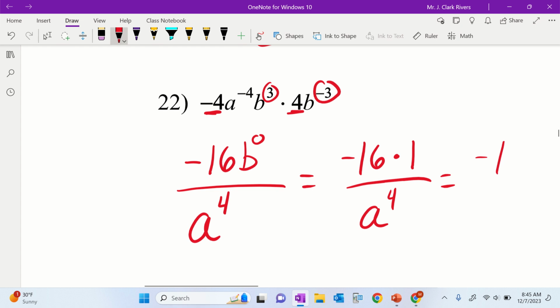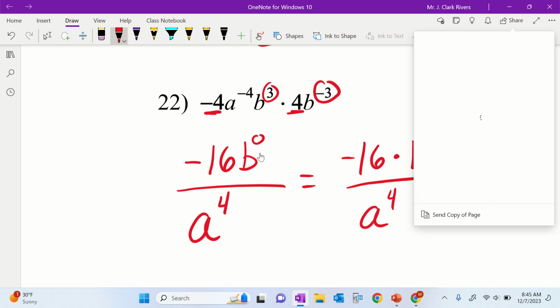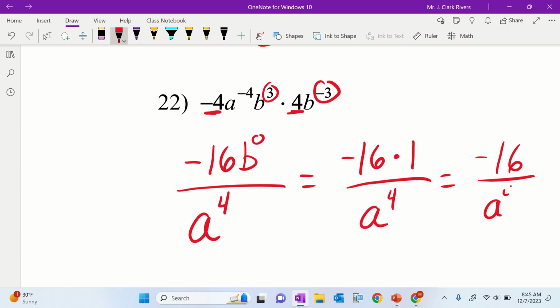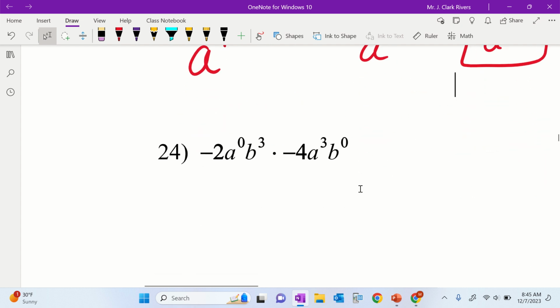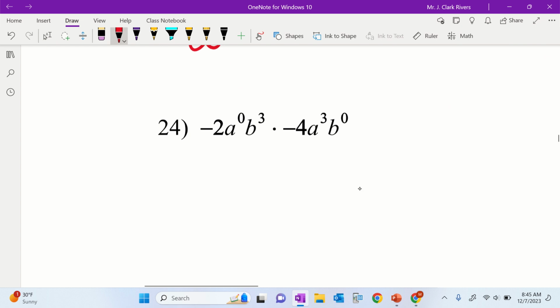Negative 16 times 1 is negative 16 over a to the 4th. Okay. And again, that negative sign could be in the numerator, the denominator, or in the middle. 24. Negative 2 times negative 4 is positive 8. A to the power of 0 is going to become just 1. B to the power of 3, b to the power of 0, that's going to become 1 later. I'll just leave that there.